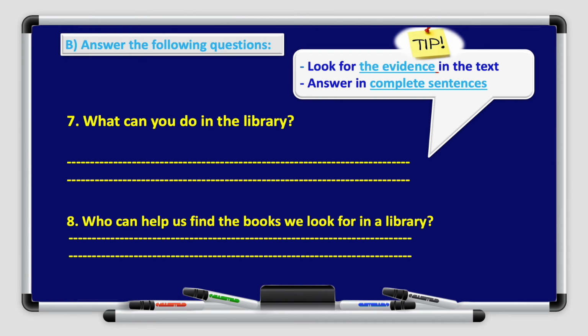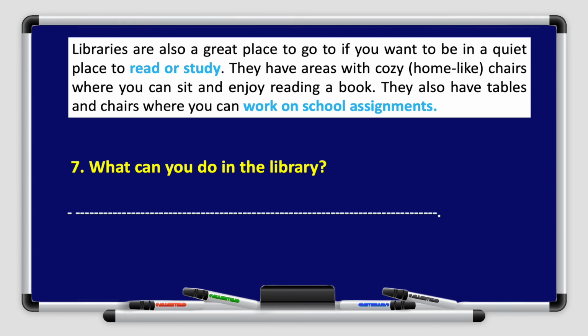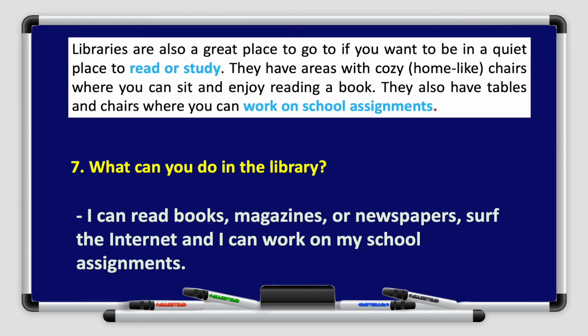Now, B, answer the following questions. Number 7, what can you do in the library? And 8, who can help us find the books we look for in a library? Before you answer, please look for the evidence in the text and answer in complete sentences. So for number 7, what can you do in the library? As we highlighted, we can read or study or work on school assignments. So we write it in a full sentence: I can read books, magazines or newspapers, surf the internet, and I can work on my school assignments.